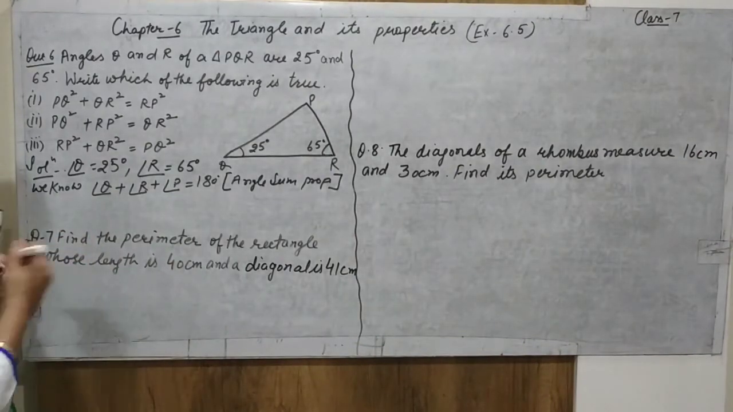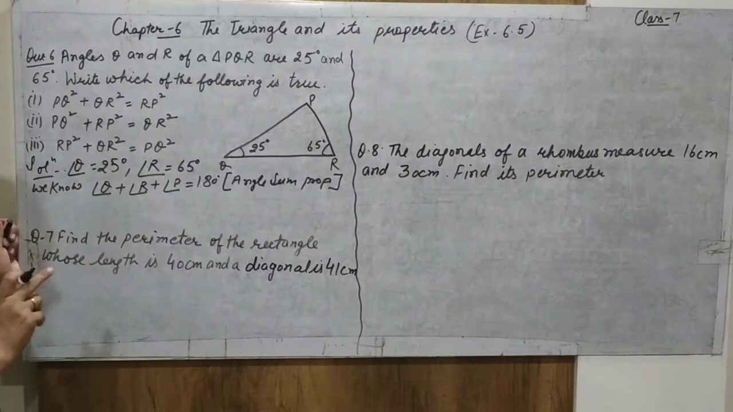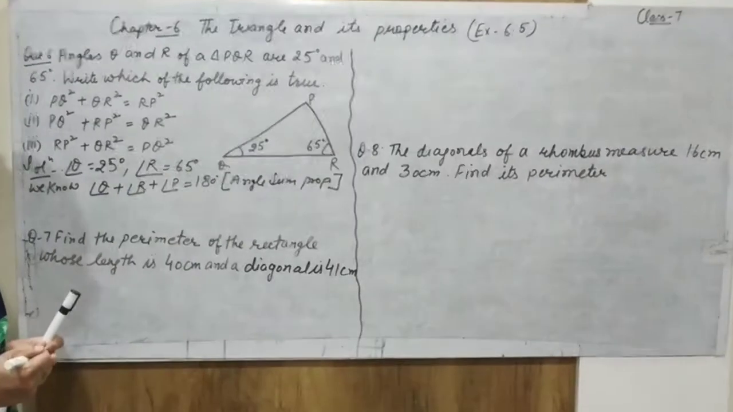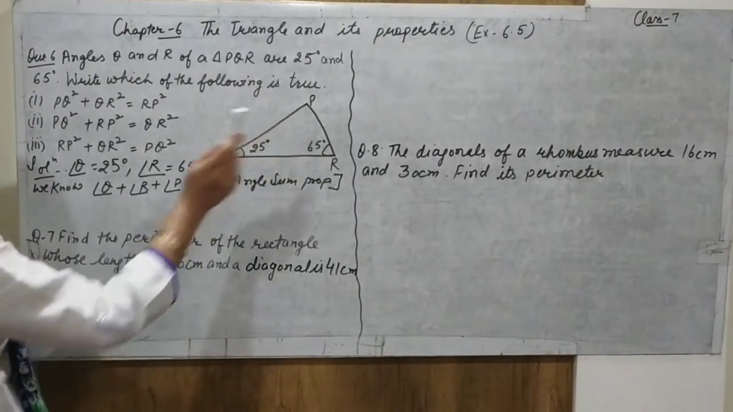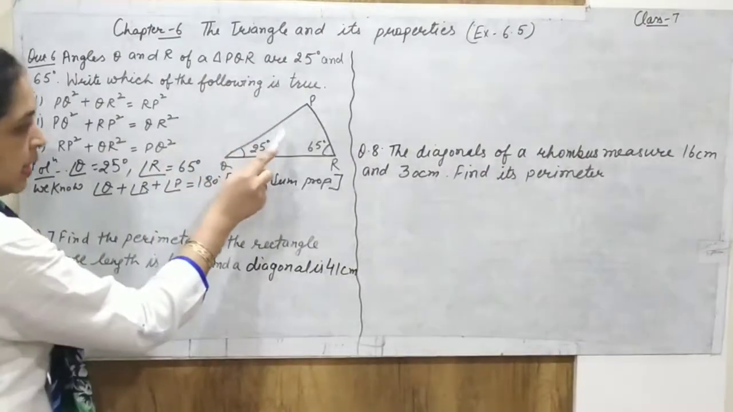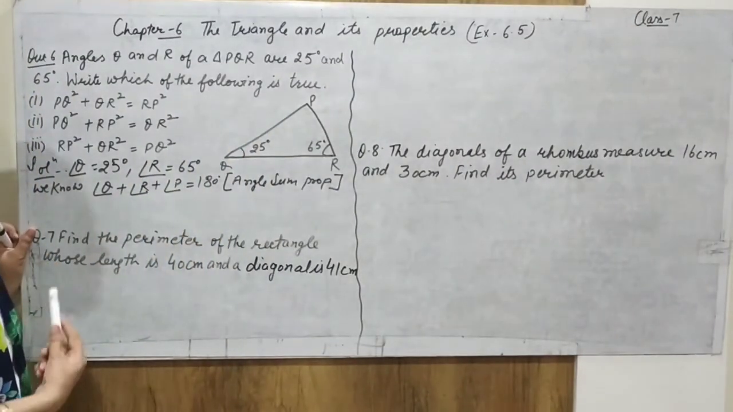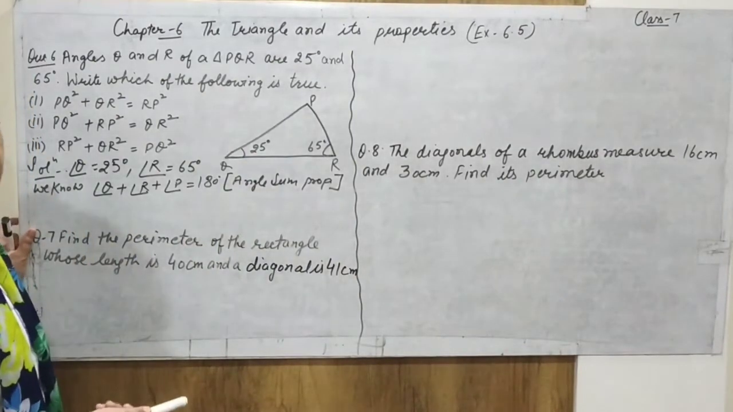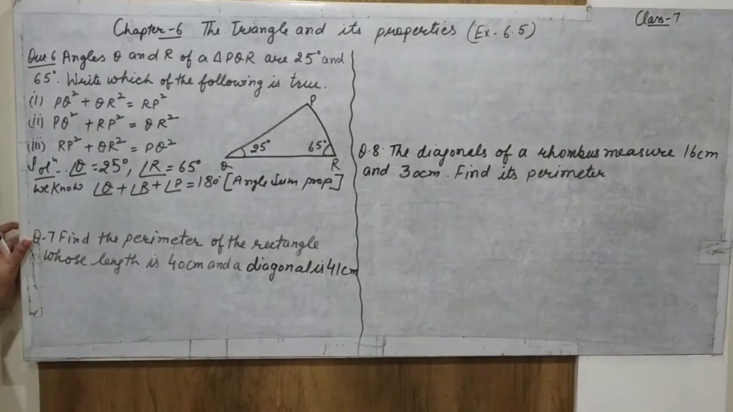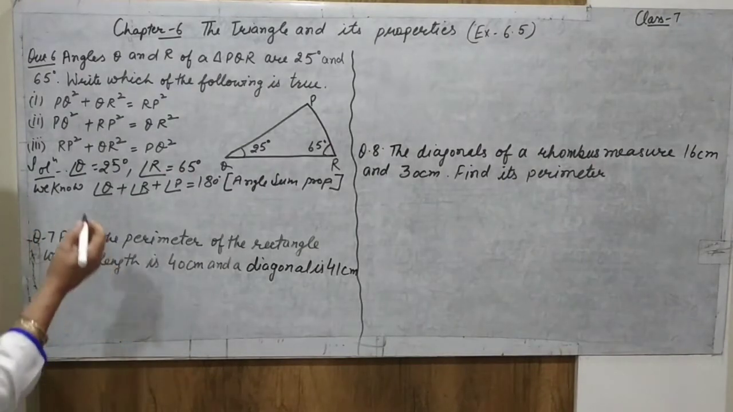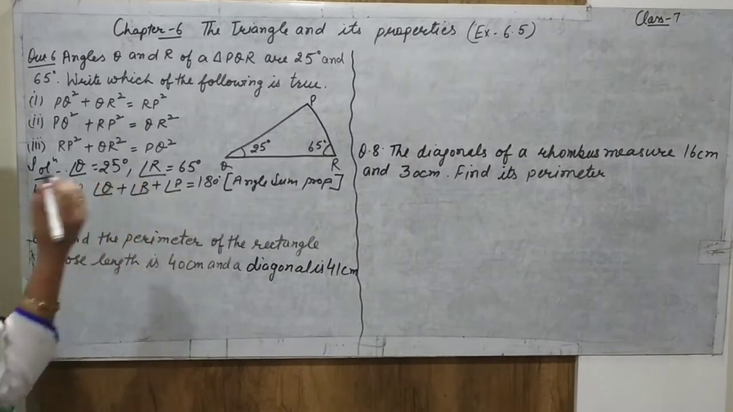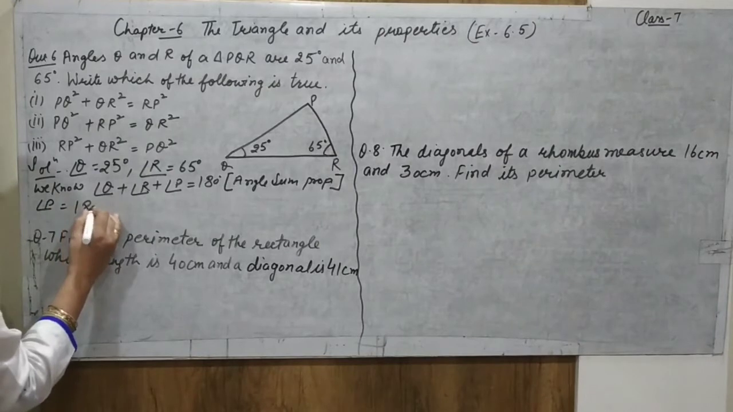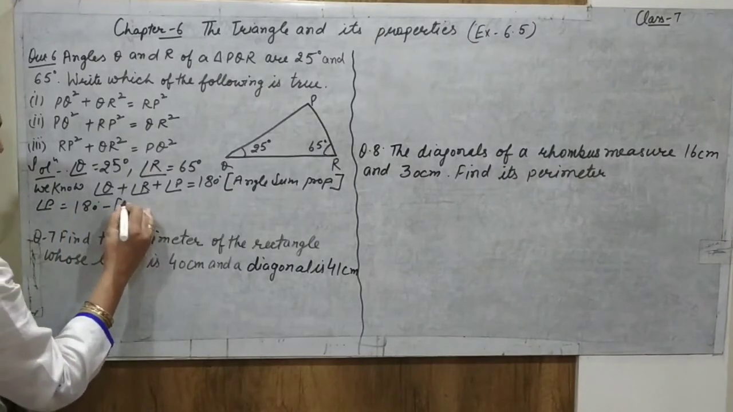Now see, in this case 2 angles are already given. First of all, find out the value of the third angle, only then can we decide. If this angle is 90, then this is a right angle triangle. If this angle is less than 90, this is an acute angle triangle. And if this angle is more than 90, then it is an obtuse angle triangle. Now let us observe first of all. Put the value of Q and R and find the value of P. Angle P is equal to 180 degree minus angle Q.